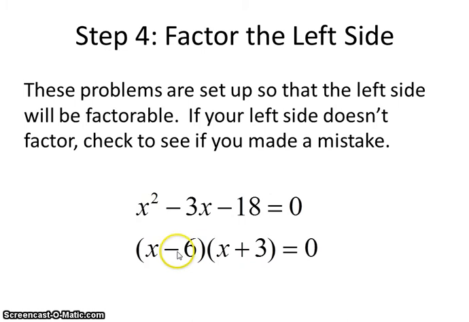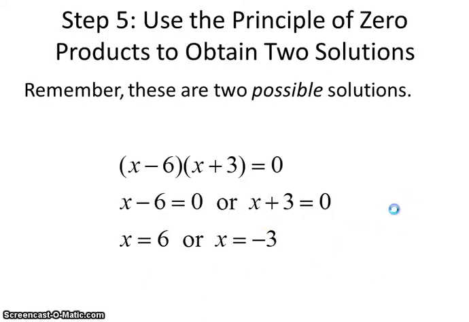So in this case, it does factor to x minus 6 times x plus 3. If your trinomial here can't be factored, it probably means you made a mistake. So you would go back and see if you didn't FOIL something correctly, or you missed a term or a minus sign or something like that, because these always should factor at this point. So we did this so that we can use our principle of zero products to obtain two solutions.